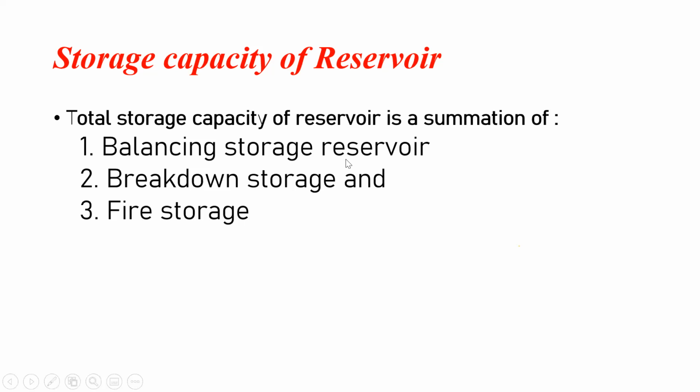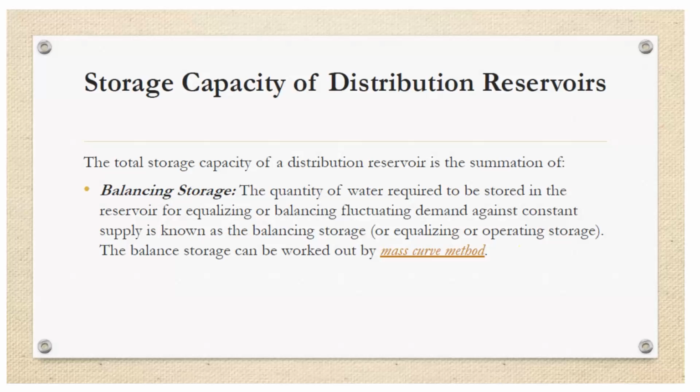Yes, over, ma'am. Okay. The storage capacity of a reservoir can be divided into three, or we can say it is a summation of balanced storage, breakdown storage, and fire storage. Now, what is meant by balanced storage? Just now we have discussed a lot about fluctuation in the demand of water. Fluctuation may be daily, maybe weekly, maybe due to sudden events or functions where demand may increase. So that demand we need to balance.